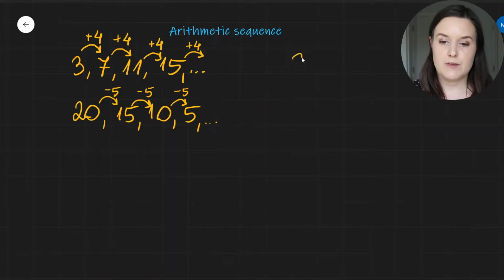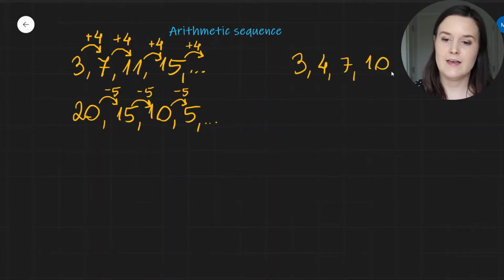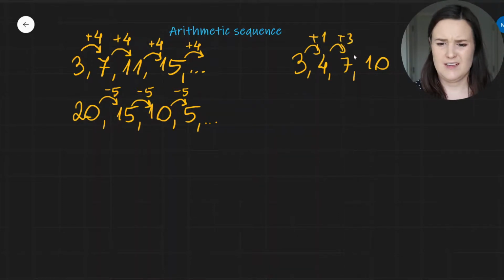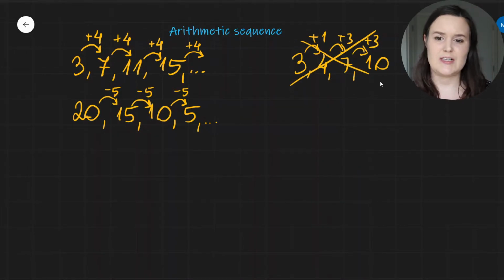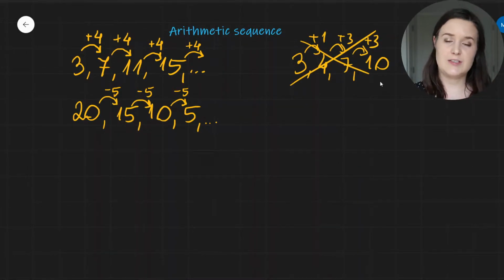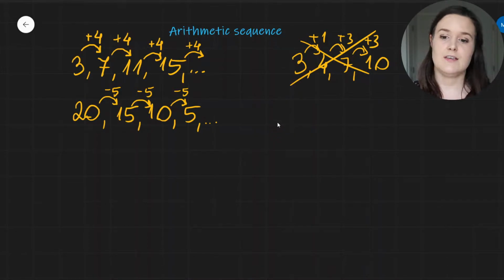So, for example, if you have 3 and then 4 and then 7 and then 10, that means that I have to add 1 and then add 3 and then add 3. So that's not an arithmetic sequence because the number you have to add to get to the next term is not constant. It's not always the same.